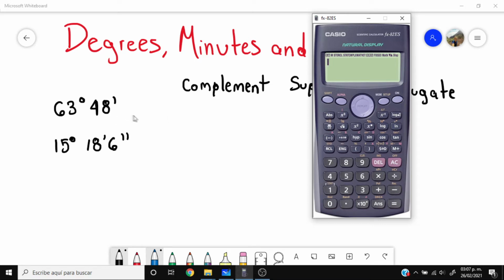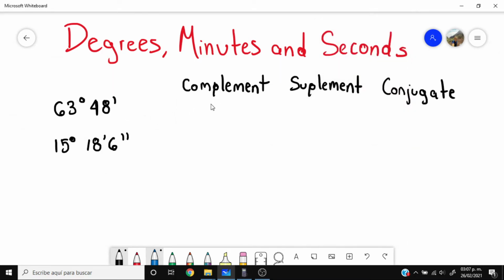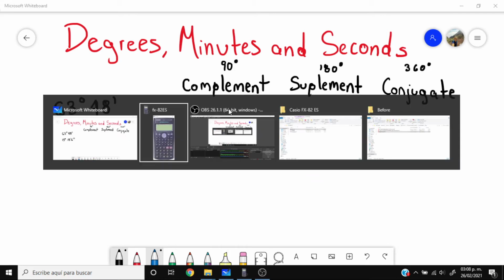So, for example, I need to find the complement. The complement will be the angle which, if I add this angle plus this angle that I have right here, the sum will be 90 degrees. So I'm gonna write over here that the sum will be 90. In this case, it's gonna be 180 degrees. In this case, it's gonna be 360 degrees. So what I'm going to do is subtract 90 degrees minus this one, and I'm gonna find the complement angle.